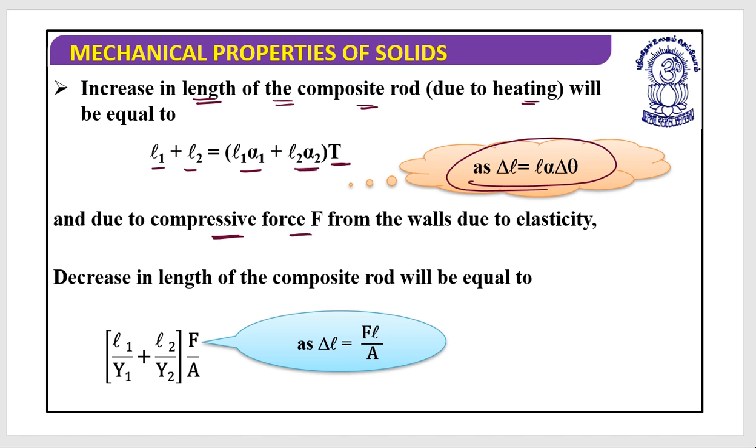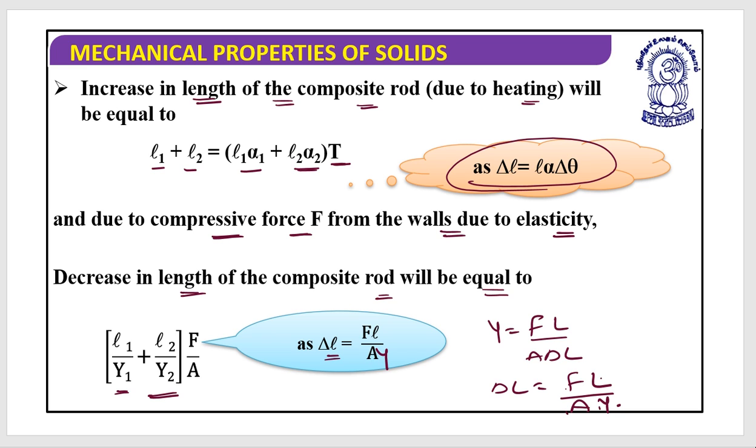Due to the compressive force F from the walls, due to elasticity, there is a decrease in length of the composite rod, delta L, which equals FL by AY. We have the relation Y equals FL by A delta L, from which delta L equals FL by AY. Writing the same thing, it's F by A into the bracket L by Y, and L by Y is L1 by Y1 plus L2 by Y2.